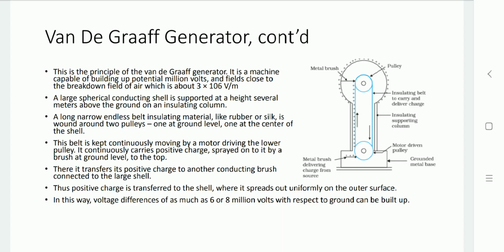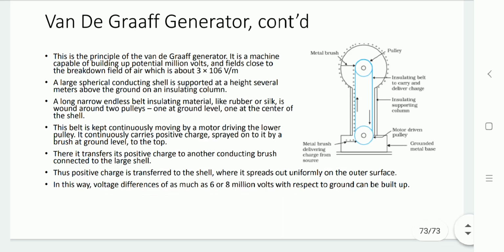Thus positive charge is transferred to the shell, where it spreads out uniformly on the outer surface. In this way, a voltage difference of as much as 6 to 8 million volts with respect to ground can be built up. So this is how the Van de Graaff generator is able to transfer charges from lower to higher through the belt and generate at the outer sphere a large amount of charge, which generates a large voltage.